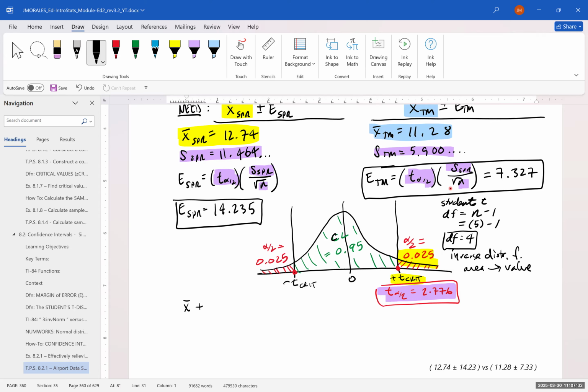So for Sprint and for T-Mobile. For Sprint, it's going to be 12.74 plus and minus 14.235. And for T-Mobile, it's going to be 11.28 plus and minus 7.327.